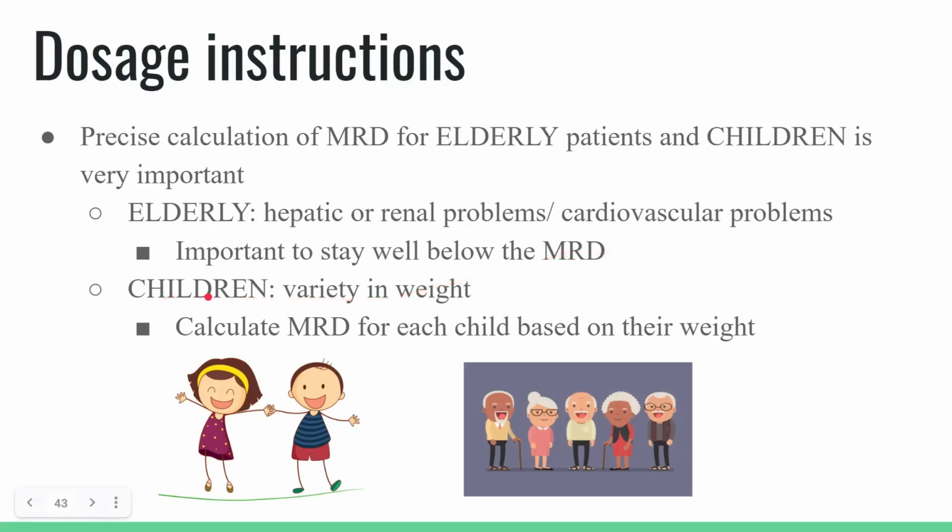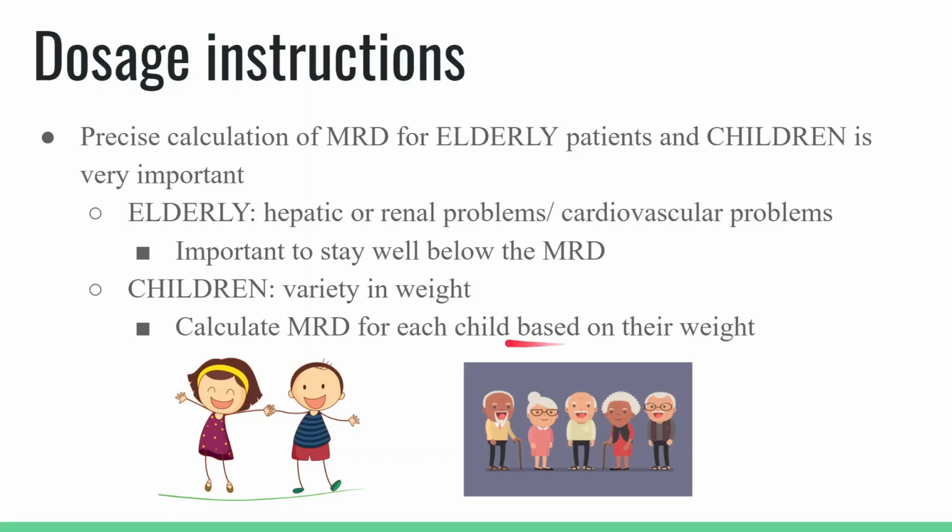For children, the reason why we need to calculate the maximum recommended dose for them is because there's a variety in weight. على عكس الهيلثي adults اللي هم تقريبا كل وزنهم بيكون نفس الاشي ما بين ال 60 كيلو لل 70 كيلو لل 80 كيلو. Children are very, very variable in their weight, right? You can have some children that are 10 kilograms in weight, and you can have some children that are 30, some children that are 50. For that reason, the maximum recommended dose has to be calculated for each child based on their own weight. There is no guideline for children.